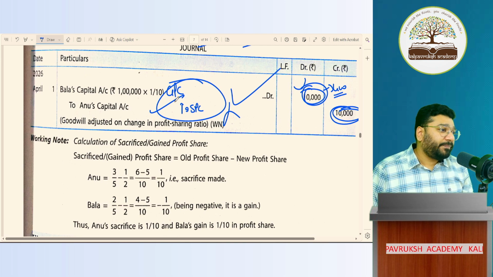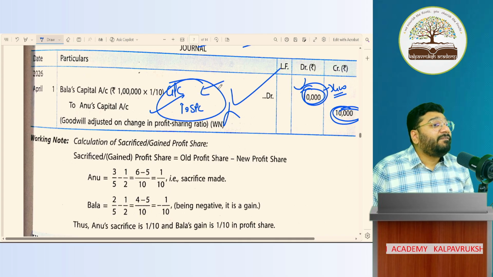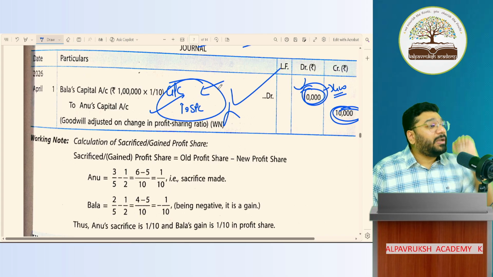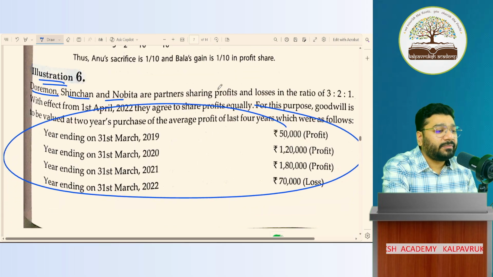But yes, imagine if the method of maintaining capital account is fixed capital method. In that case, capital account will not come. What will come? Current account will come. In that case, it is gaining partner's current account debit to sacrificing partner's current account. Got it? Not got it?